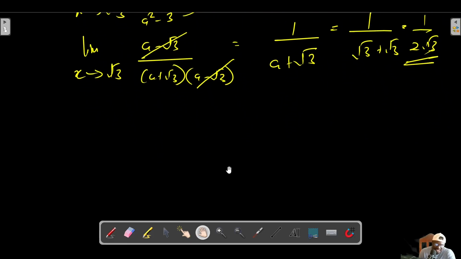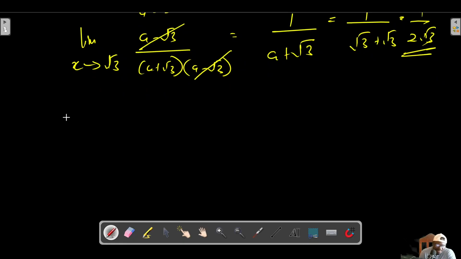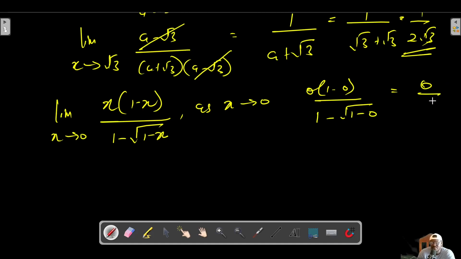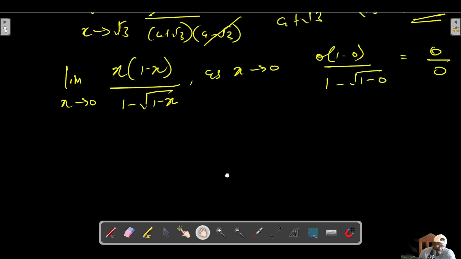Now let us try another problem like that. Let's say you have the limit as x approaches 0 of x multiplying the expression 1 minus x, on 1 minus root 1 minus x. Here we can also do our rationalization, but first we need to check whether this gives us an indeterminate. As x is approaching 0, the numerator becomes 0, and the denominator is 1 minus the square root of 1 minus 0. We end up with 0 over 0. So this is clearly an indeterminate.